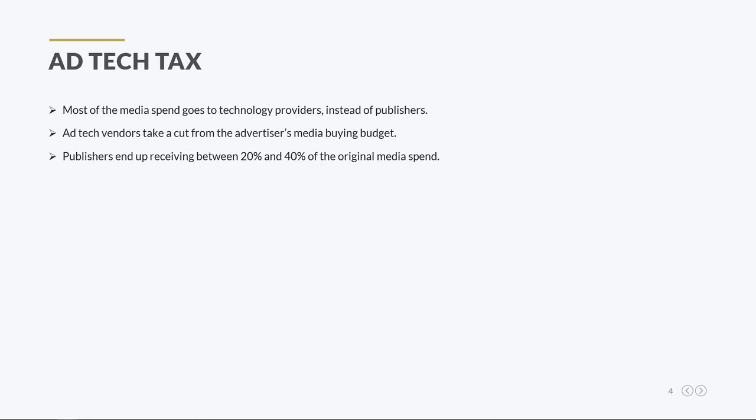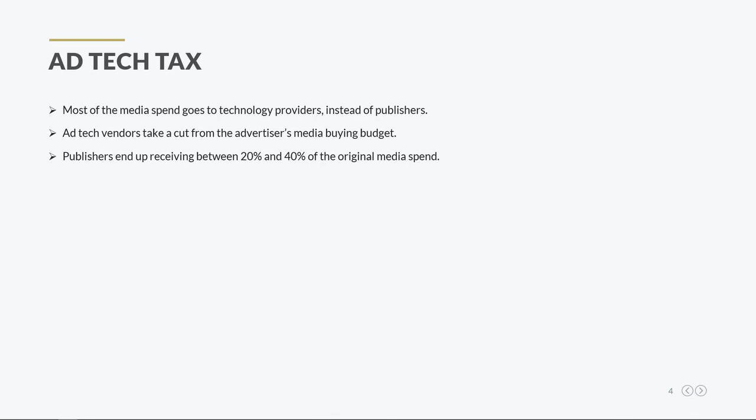The biggest challenge in this ecosystem is that most of the media spend goes to technology providers instead of publishers. Indeed, ad tech vendors such as DSPs, ad servers, ad exchanges, DMPs, and SSPs all take a cut from the advertiser's media buying budget. Because of this situation, publishers end up receiving somewhere between 20% and 40% of the original media spend. Over the last years, advertisers and publishers have been complaining about this ad tech tax.